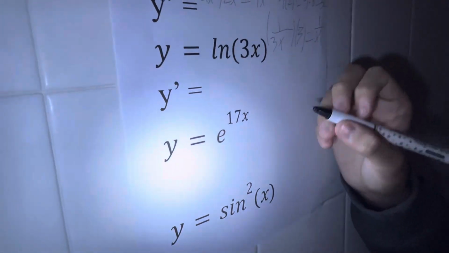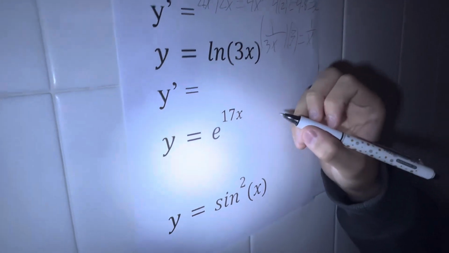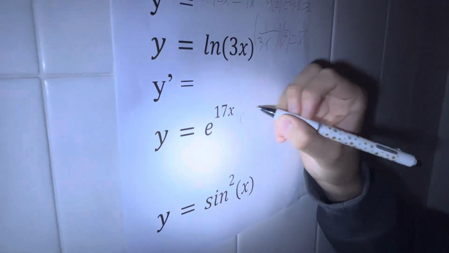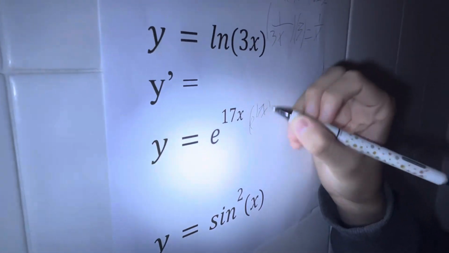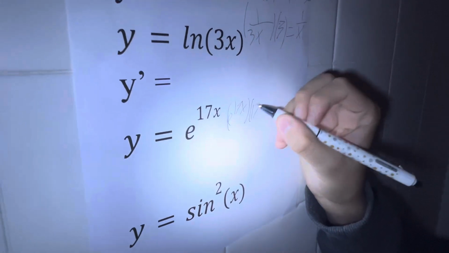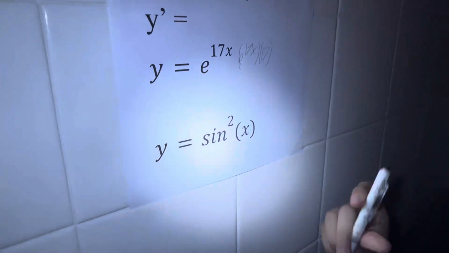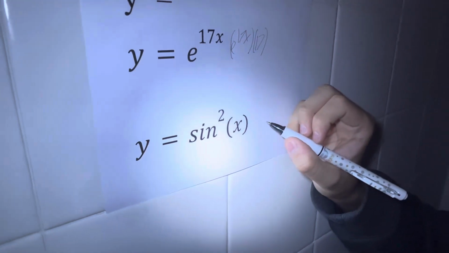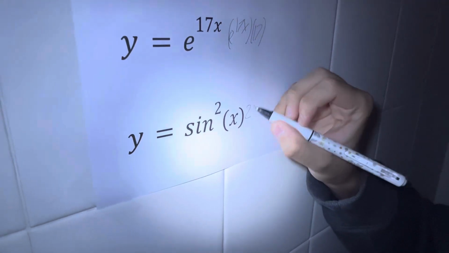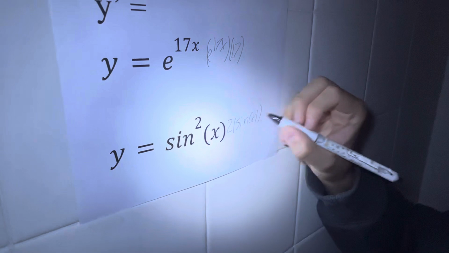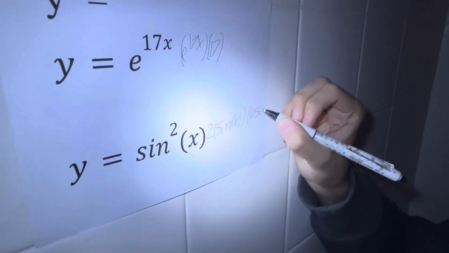The next function is e to the 17x. The outside function is e to the x. So e to the inside function 17x times the derivative of the inside function, which is just 17. The next function is sine squared x. The outside function would be x squared, and the inside function would be sine x. So that'd be 2 times sine x times the derivative of the inside function, which is cosine x.